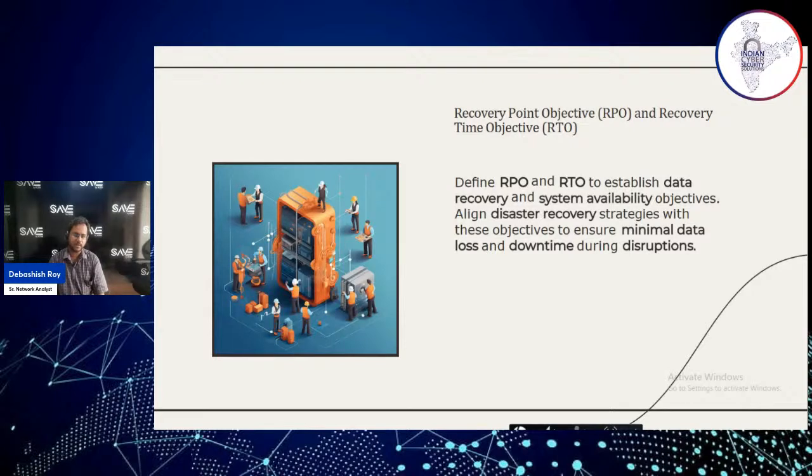Recovery point objective, RPO, and recovery time objective, RTO, are also very important to establish data recovery and system availability. So you have to align the disaster recovery strategies with these objectives to ensure minimal data loss and downtime. So when you are recovering the data, how much time are you taking for data recovery? The downtime should be almost zero. So that is also very important to minimize the downtime during disruptions.